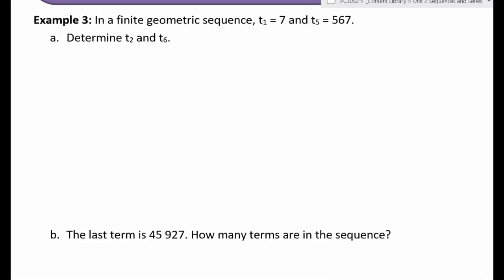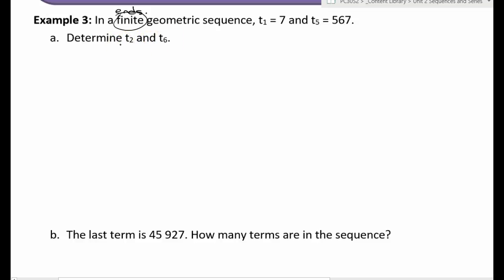So example 3, we get to play around with this a little bit. So we're told a finite geometric sequence. Okay, finite meaning that it does end. Term 1 is 7. Term 5 is 567. Determine term 2 and term 6.